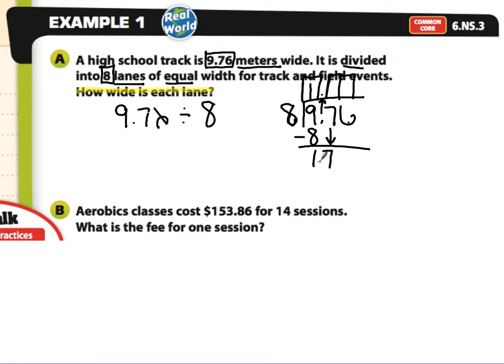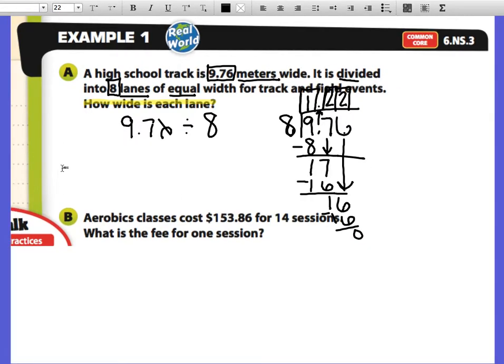So now I want to know how many times does 8 go into 17? It goes in twice. 8 times 2 is 16. Subtract, I get 1, bring down the 6. 8 goes into 16 twice. Minus 16 is 0, so I know my answer is done. So then I know that they can have 8 lanes, and each of the 8 lanes will be 1.22 meters wide. Okay.